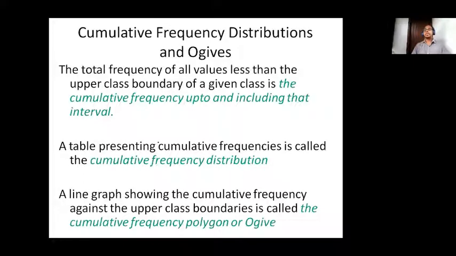Now, cumulative frequency distributions and ogives. The total frequency of all values less than the upper class boundary of a given class is the cumulative frequency up to and including that interval. A table presenting cumulative frequencies is called a cumulative frequency distribution. A line graph showing the cumulative frequency against the upper class boundaries is called the cumulative frequency polygon or ogive.